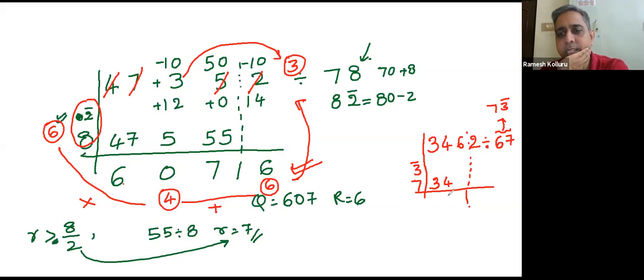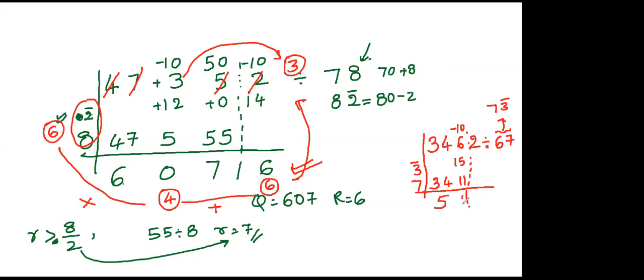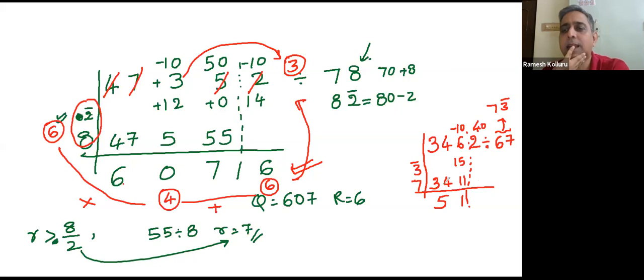Right? 7 5s are 35, minus 10, 15 is added. 21 minus 10 is 11. So 7 ones are 7, 40 passed, and then 3 is added. So 51 is my quotient and 45 is my remainder. 51 is the quotient and 45 is the remainder. I hope everyone is getting this, right? Good.